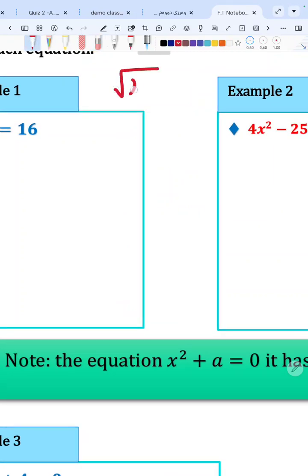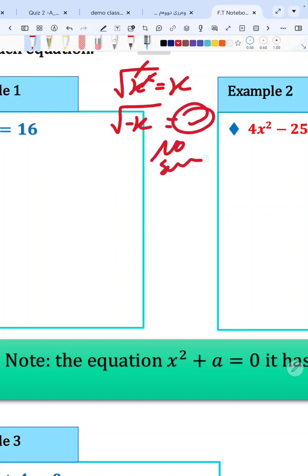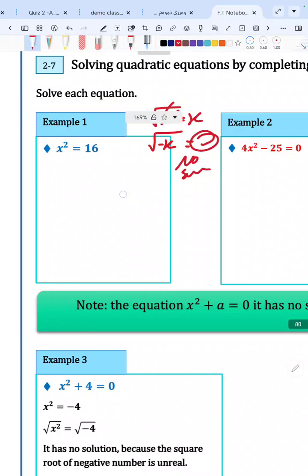The first one: if you have x power 2 inside the square root, the square root and power 2 cancel each other, and x remains. The second one: when you have a negative inside the square root sign, can I solve it? No, it has no solution. Pay attention to the notes.